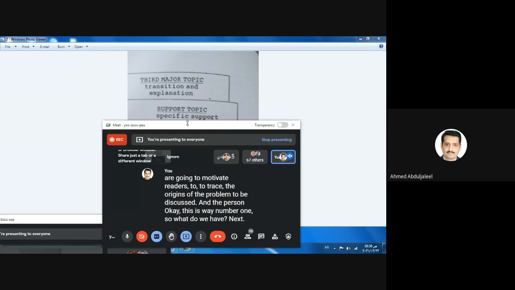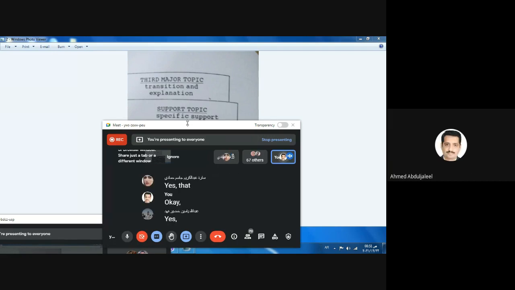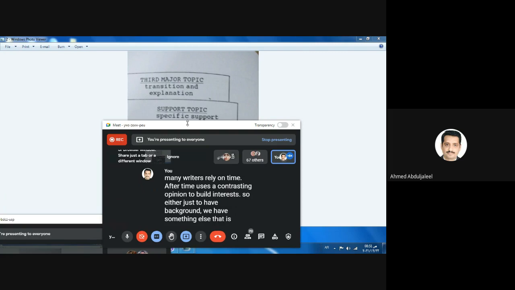On page 71, we have another type of motivator. I wonder whether you can see it in the book. The second paragraph. Another type of motivator, one that many writers rely on time after time, uses a contrasting opinion to build interest. So either just to have background, or we have something else that is using some sort of contrary ideas.